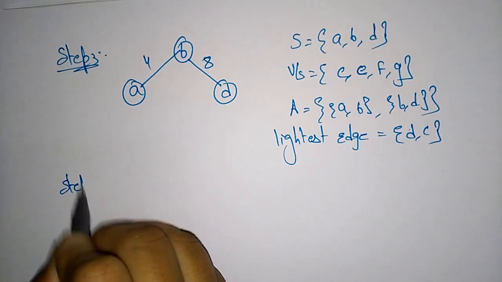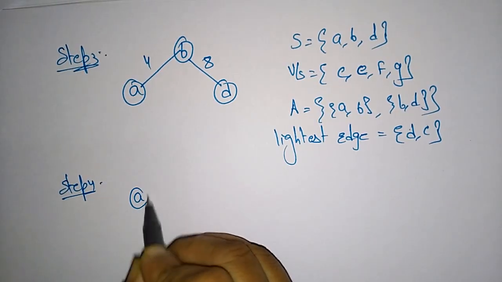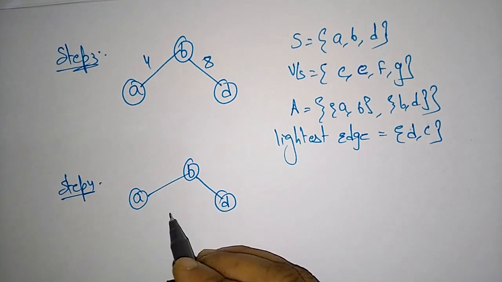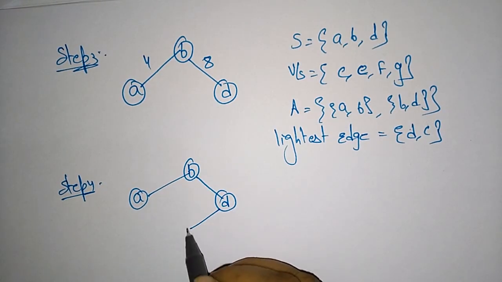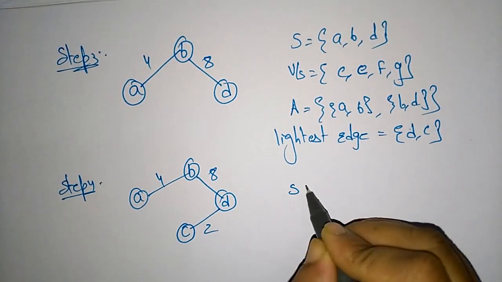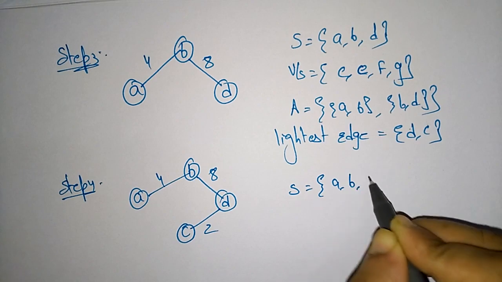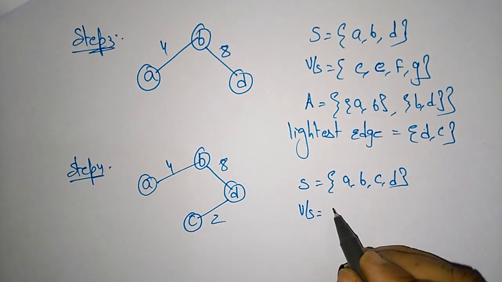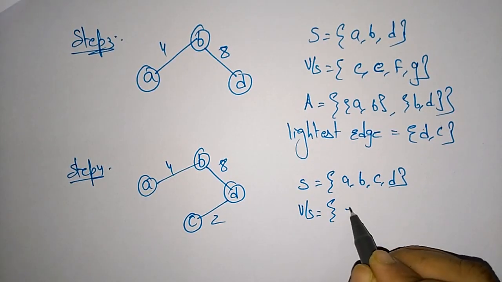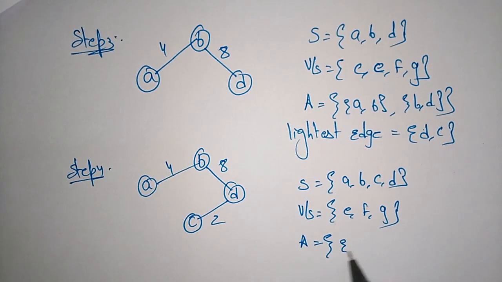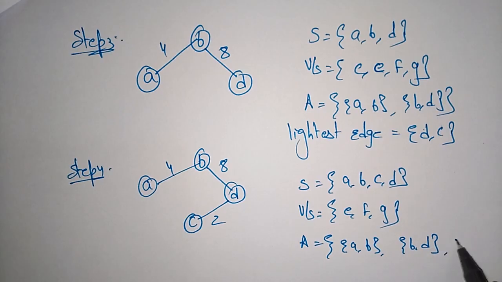So step 4: A, B, D, and this is C, with weights 4, 8, 2. Now the set contains A, B, C, D, 4 vertices, and the remaining vertices here are E, F, G. Now the set is AB, BD and DC.